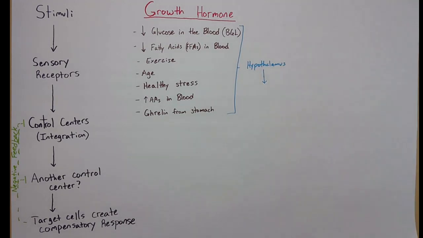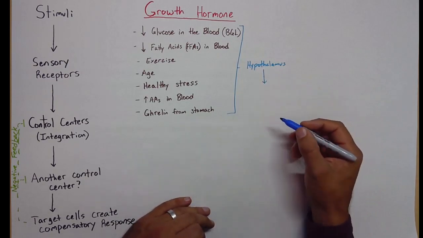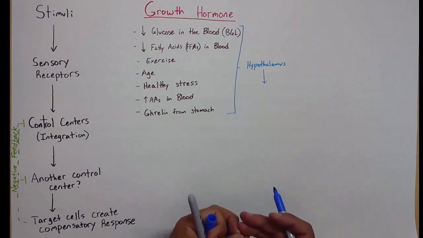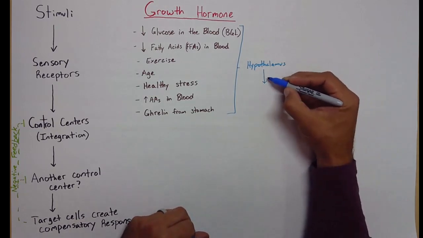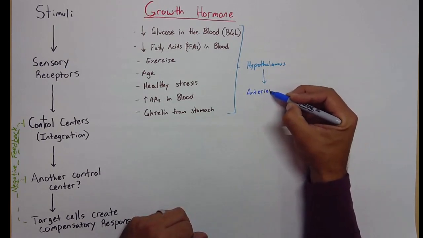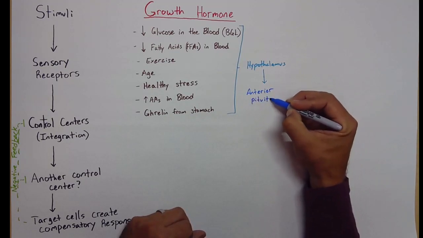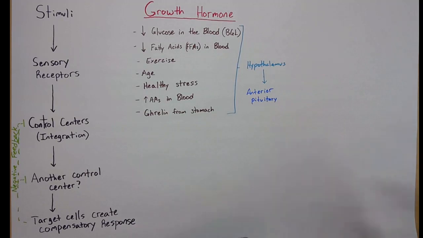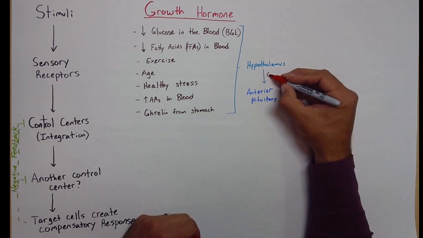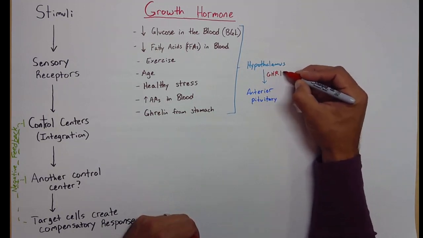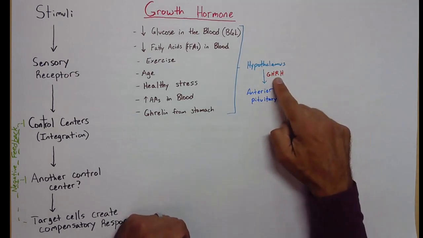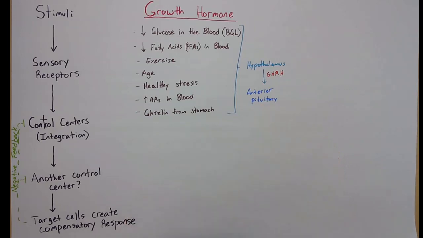What is that signal that is going to be released from the hypothalamus? It's actually going to be a hormone. And it's going to go into that primary plexus, that first capillary bed, that is going to send that hormone down to the anterior pituitary. What is that hormone released from the hypothalamus that gets into the bloodstream and communicates with the anterior pituitary? It's just growth hormone releasing hormone. GHRH.